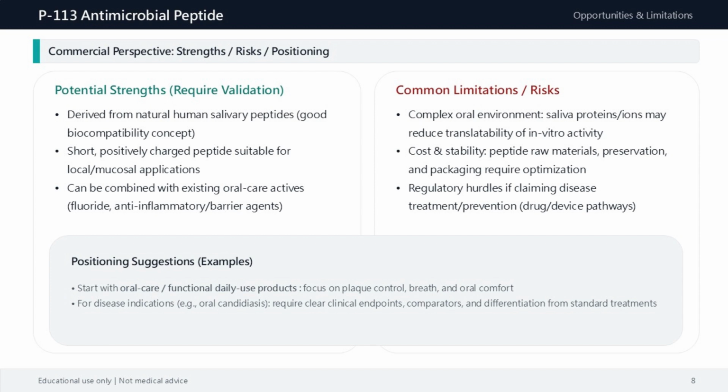However, we must be mindful of the challenges, such as the cost of peptide raw materials and the regulatory pathways required for medicinal claims. A smart strategy is to start with functional daily care products focused on plaque control and oral comfort, while building a rigorous evidence framework if you choose to pursue specific disease treatment indications.